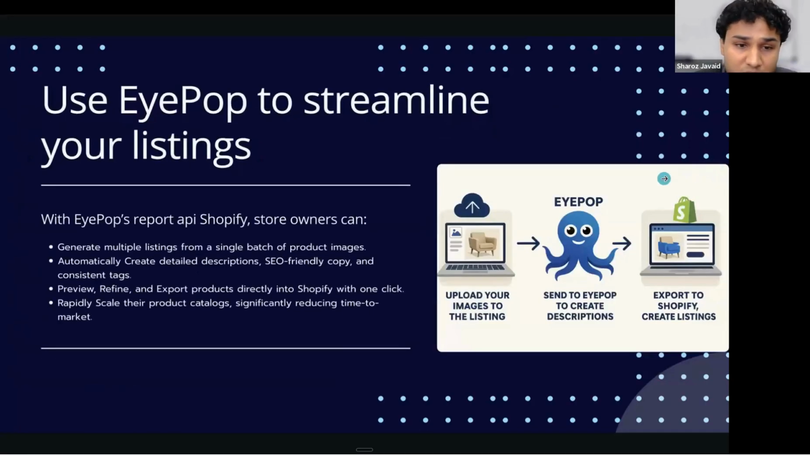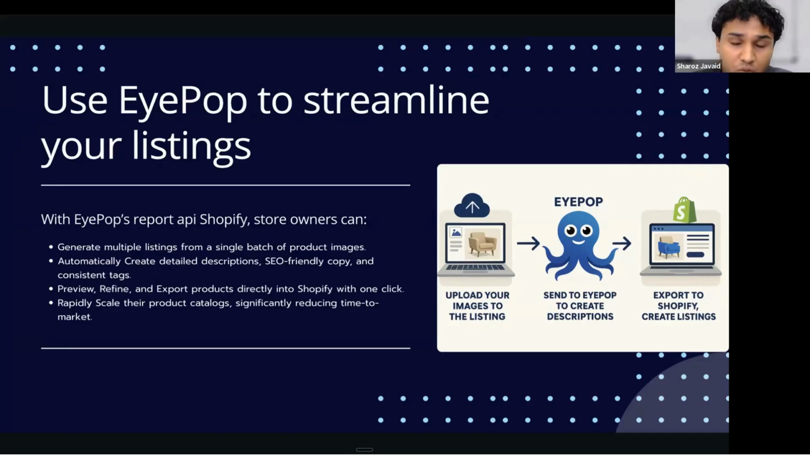So that's where iPop comes in. You can use our report API to create a way for Shopify store owners to generate multiple listings at once from a single batch of product images. So you can automatically create detailed descriptions, SEO-friendly copy, and consistent tags. You can preview, refine, and export this directly into Shopify with one click. You could rapidly scale your product catalogs and significantly reduce the time to market.